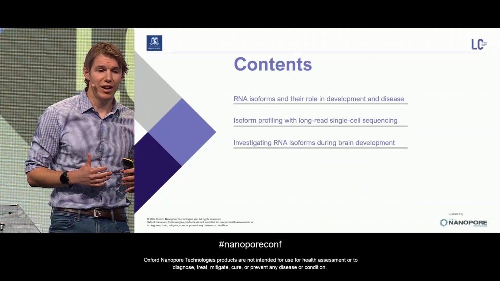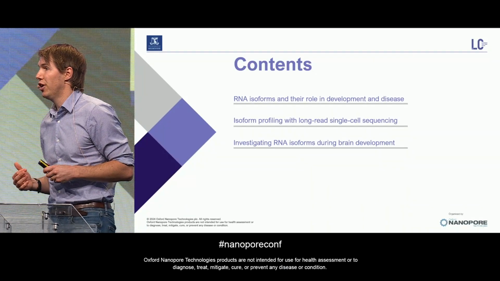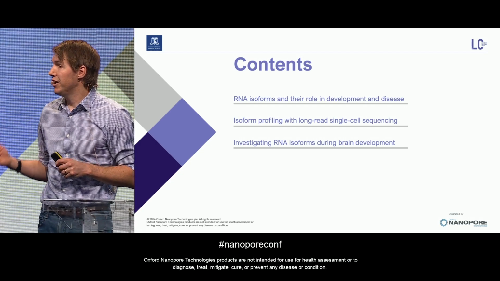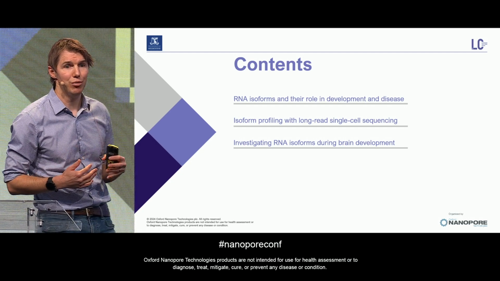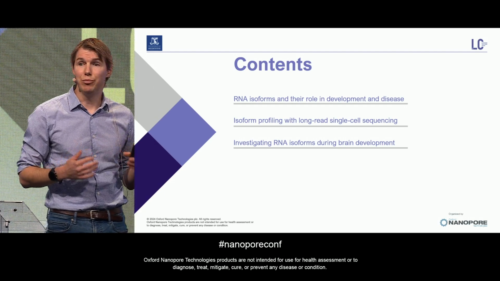So today we're going to talk a little bit about RNA isoforms and why they're really important, and then about how we and others have been developing single-cell methods to try and understand and study isoforms. And then I'll talk a bit about how, specifically in my lab, we've been trying to use this to look at brain development.